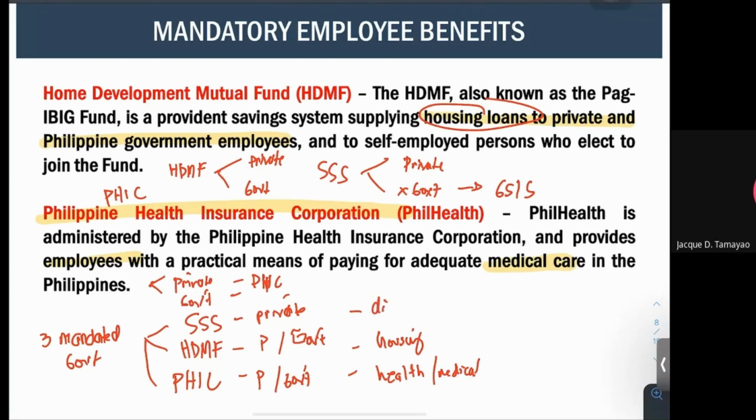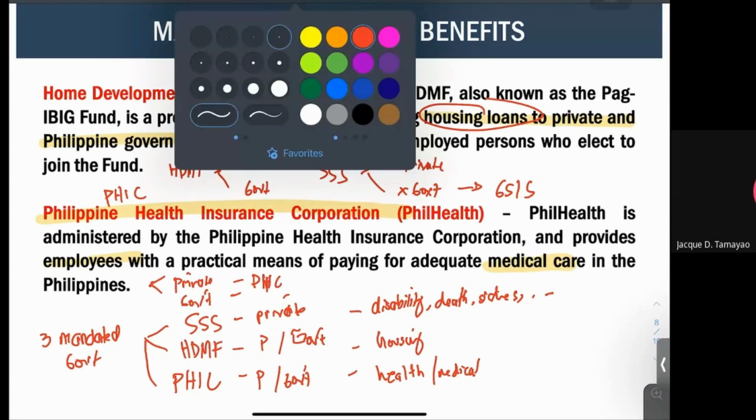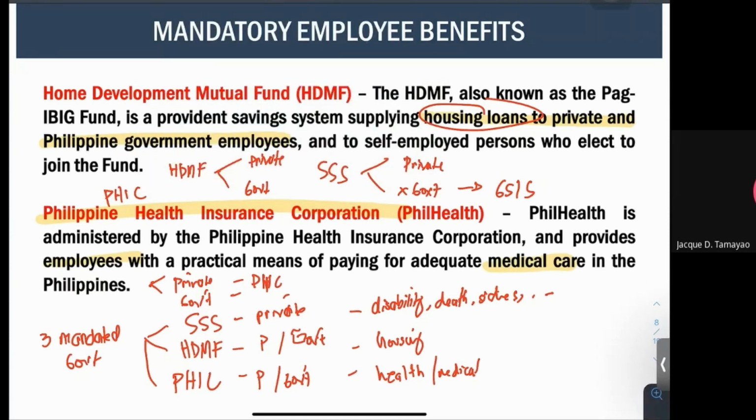Private, we have here your disability, death, also in sickness, etc. Okay? So those are the securities provided by the three mandated government contributions, SSS, HDMF, and PhilHealth. So for private employees, always you are paying these three items. For public employees or government employees, they also pay the three items, except that SSS is changed to GSIS.